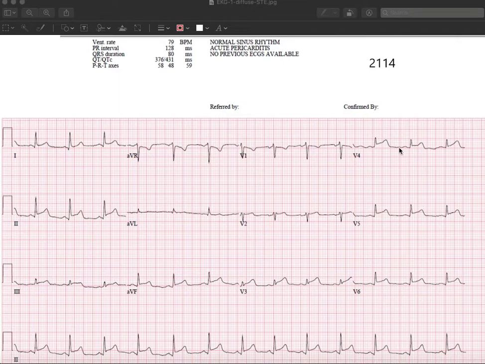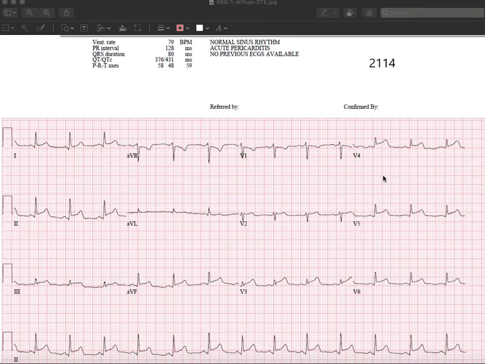If you look at the ECG, you can appreciate there is diffuse ST elevation in the precordial leads and the lateral leads, as well as the inferior leads 2, 3, and AVF. And there is no reciprocal ST depression, apart from AVR and V1, which you can have in cases of pericarditis.